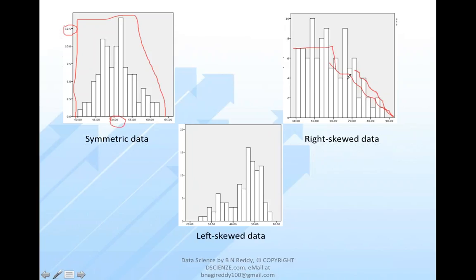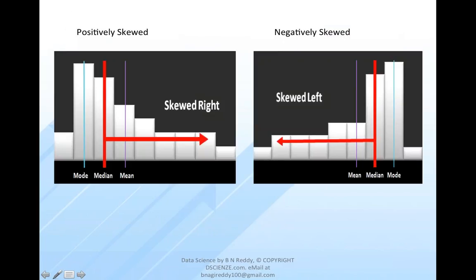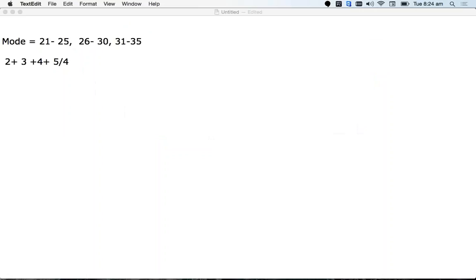On the left side, if it is right skewed, you have low values on the right side, and this is left skewed data, where you have values on the right side and the skewness is on the left side. You will understand more about skew later. So we went through various data sets, means and all, right?